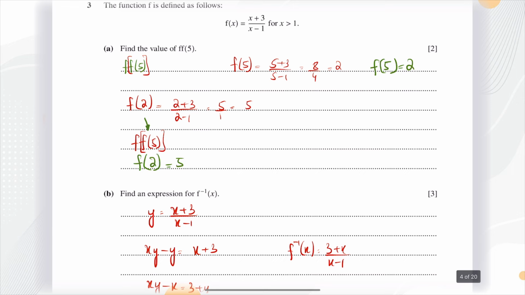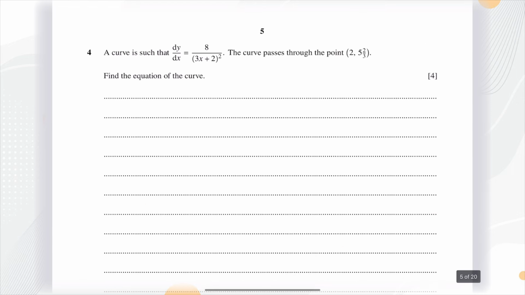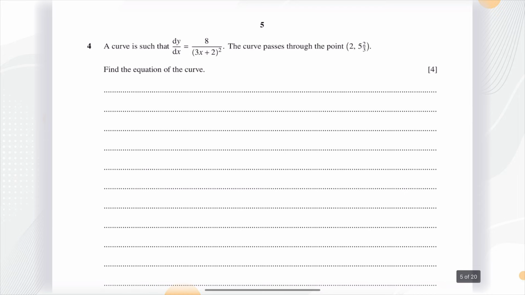Alright, great. Then comes question number 4. It says a curve is such that dy by dx is so and so. The curve passes through the point. Find the equation of the curve. Okay, so this is finally a challenging question. How do you find it out? So from dy by dx, how do you find out the equation of the curve? What do you do?